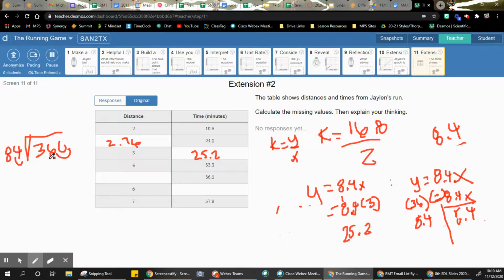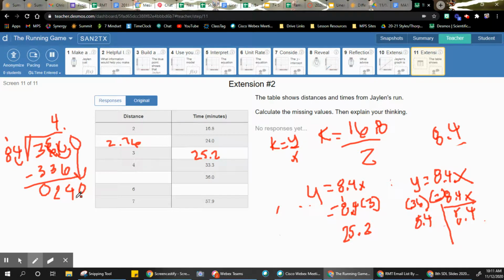Okay, 84 is going to go into 360, probably close to 4 times. So 4 times 4 is going to give me 16, carry the 1. 4 times 8 is going to give me 32, plus 1 is 33. So now I've got to subtract it. I'm going to have to borrow. 10 minus 6 is 4. 5 minus 3 is 2. 3 minus 3 is 0. So now I'm going to bring the 0 down, put my decimal there.